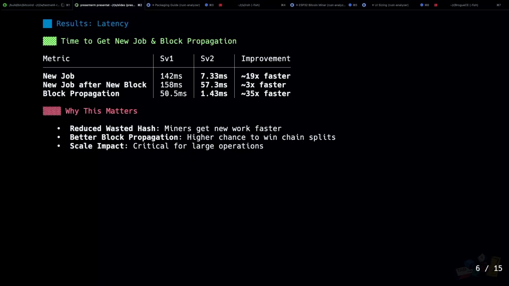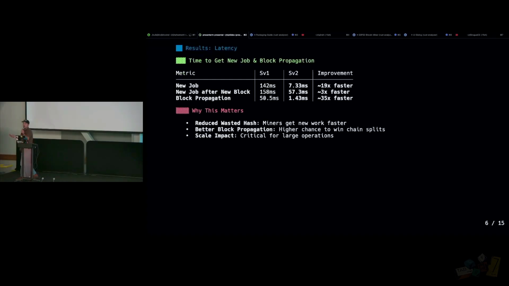New jobs after a block: you might get a new job, but you'll continue working on the old job because it's still a valid block. But when a new block is found, there's a new prev hash that we now have to mine on. So that metric matters because we have to basically flush the cache of the miner every time we see a new prev hash. Otherwise, we're mining on an old block that's gonna be rejected by the network. So we saw 3x improvement there, and then block propagation.